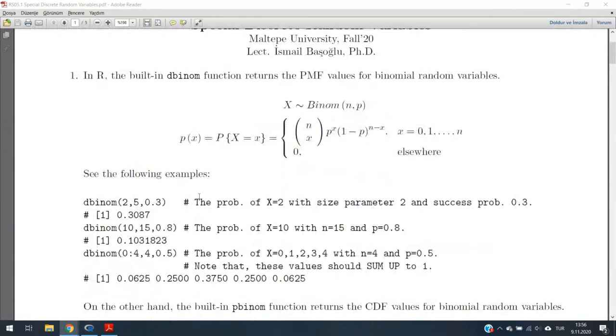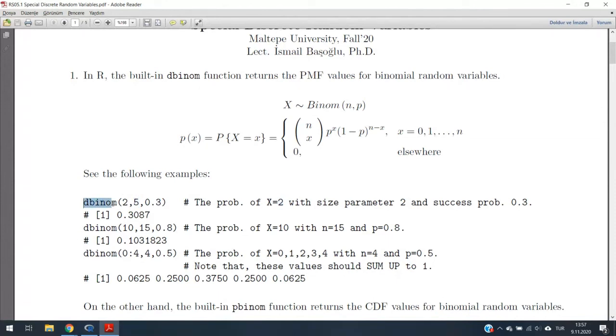Now, let's just say somebody asks you the probability of a binomial random variable being equal to 2, and the size parameter of this binomial random variable will be equal to 5, and the success probability will be equal to 0.3. So I'm very sorry for this misprint here. This value should be equal to 5 instead of 2 here. So we are looking for a size parameter 5 and success probability 0.3, and we are looking for the probability of our binomial random variable being equal to 2.